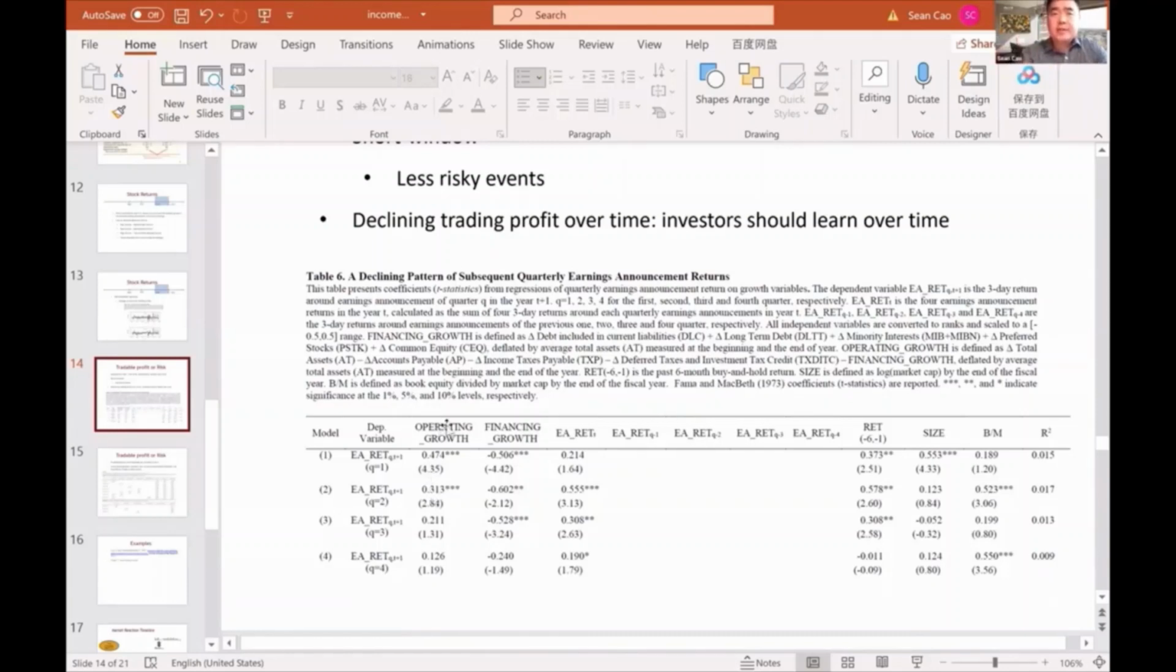The idea here is that if you know operating growth is a good variable that other people don't know, then you can predict the next earnings announcement. After 3 months, people will learn about it, and after another 3 months, people will completely understand it. So you will see a declining pattern over a year because people are learning what you know. If the return persists in the future, always high, that means you are not knowing something other people don't know. You are just picking up risk.